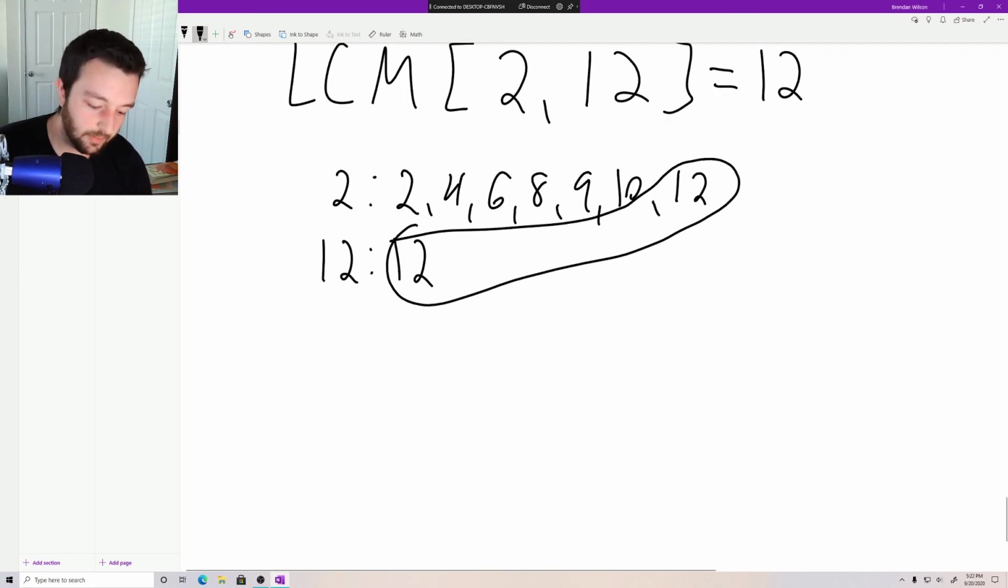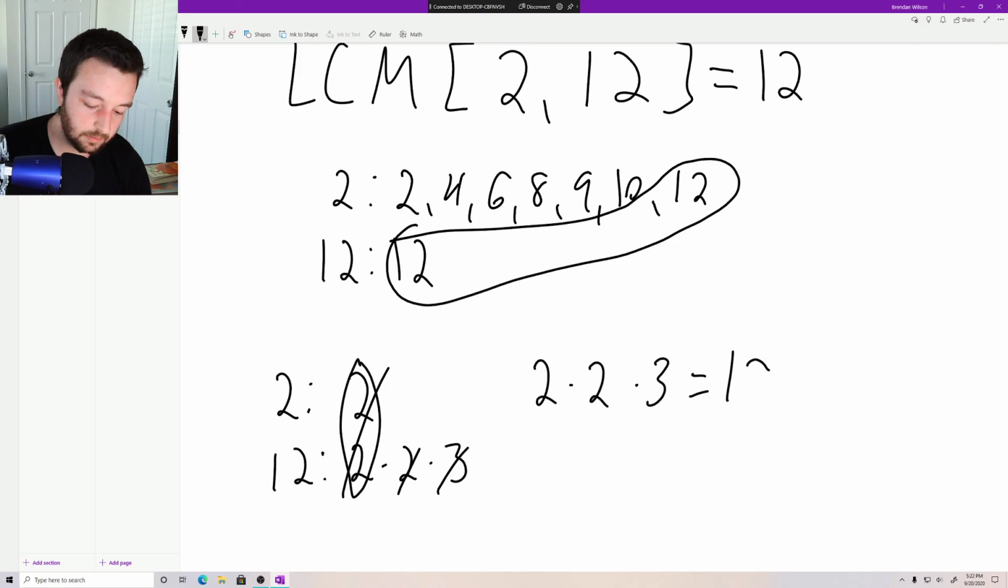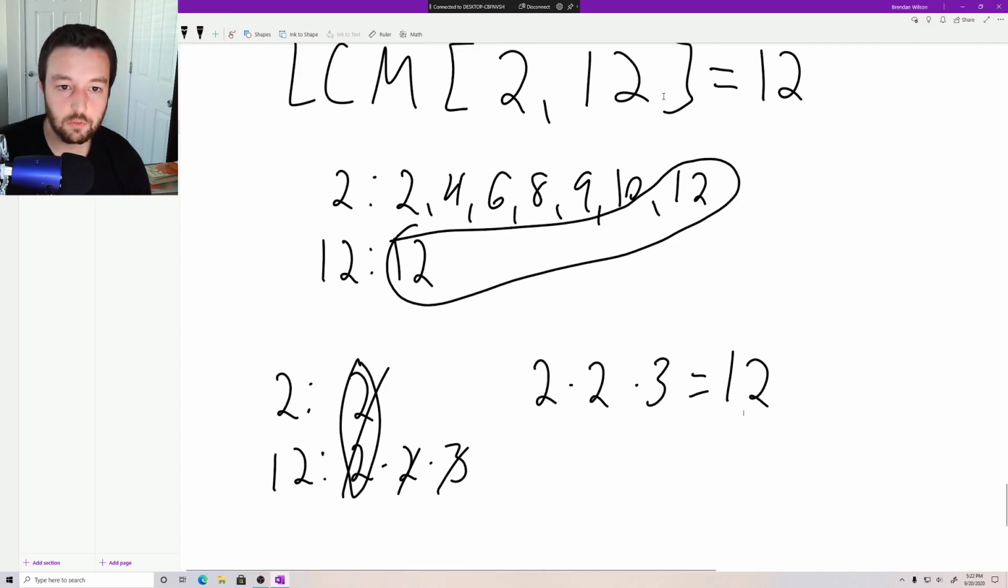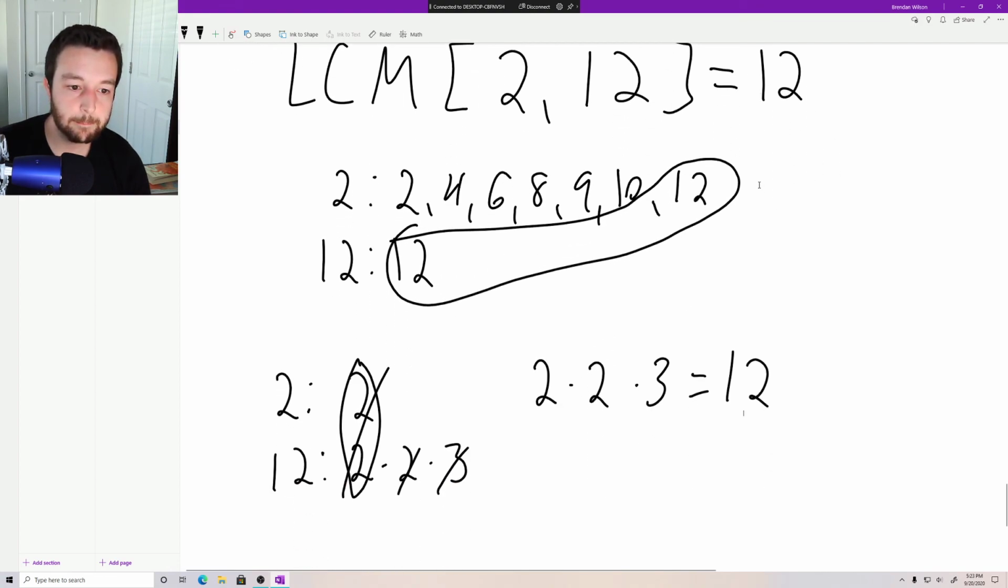If we wanted to do the prime factorization method, 2 is just 2. 12 is 2 times 2 times 3, like we did earlier, right? So they have a 2 in common. So the least common multiple is going to be 2 times 2 times 3, which is 12. Okay. So if one number is divisible by the other number, the least common multiple just has to be the bigger number. Okay.